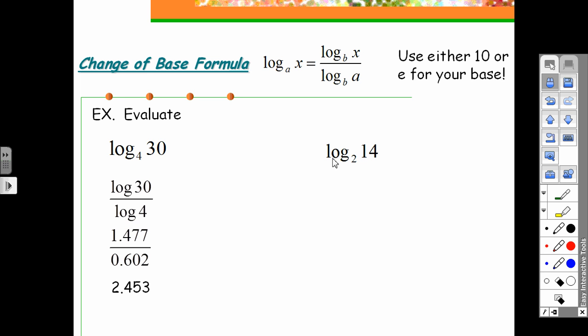When we do this example, I'm going to use the natural log instead of the common log. It'll work the exact same way. I can say the natural log of 14 divided by the natural log of 2. Just don't cancel the 14 and 2, just like we didn't cancel or simplify 30 and 4. That doesn't work that way. And you get 3.807. You can go ahead and test these. You can try doing the change of base formula for this problem using the natural log, or you can try using the common log over here, and you should get these same two answers.